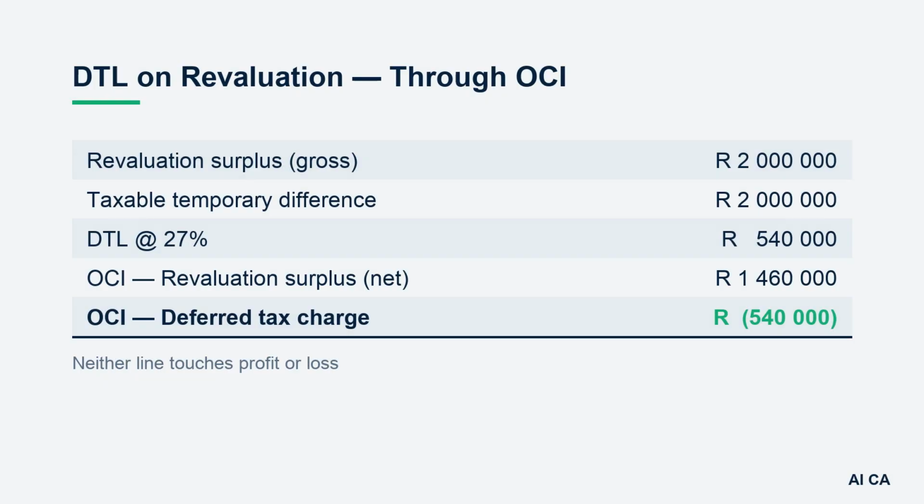Let us also anchor the OCI treatment with a quick number. Suppose an entity revalues land upward by 2 million rand with a tax base equal to original cost, implying a taxable temporary difference of 2 million. At 27%, that is a DTL of 540,000. The revaluation surplus in OCI is recorded net of tax, 1,460,000, with the DTL of 540,000 recognized directly in OCI, not touching profit or loss at all.